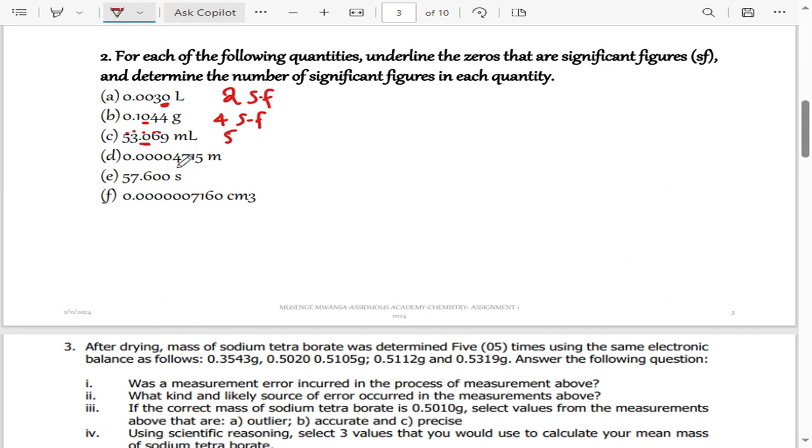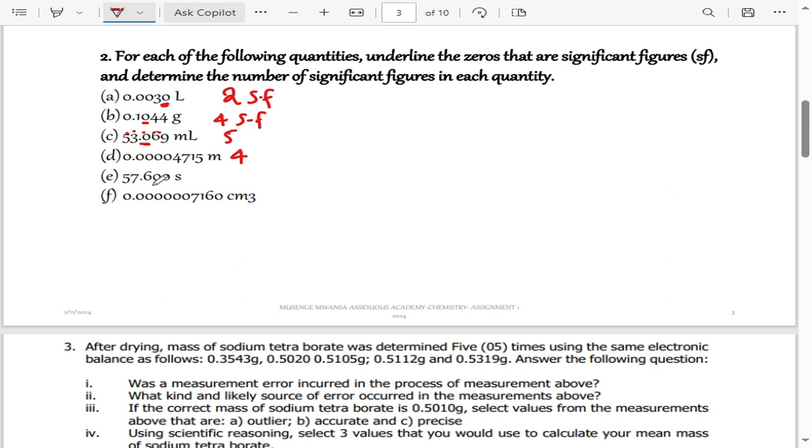For this number here, all zeros in front of a number and that number has got a decimal are not significant. So these zeros that you can see, there's no zero that is significant here. So the only numbers which are significant are 4, 7, 1, and 5. So we have got 4 significant figures.